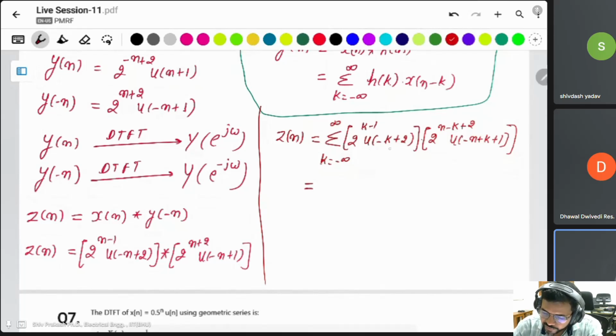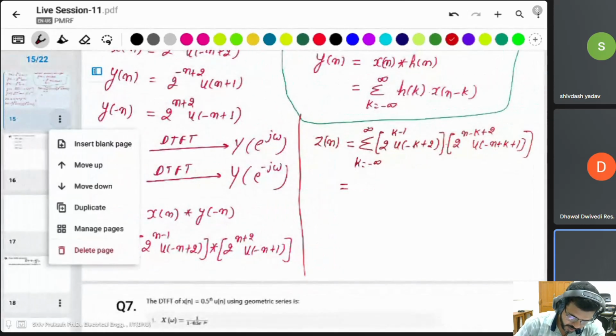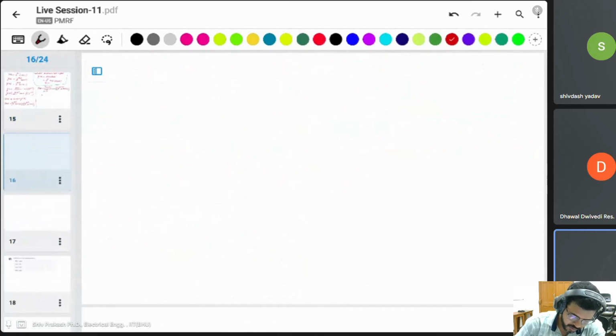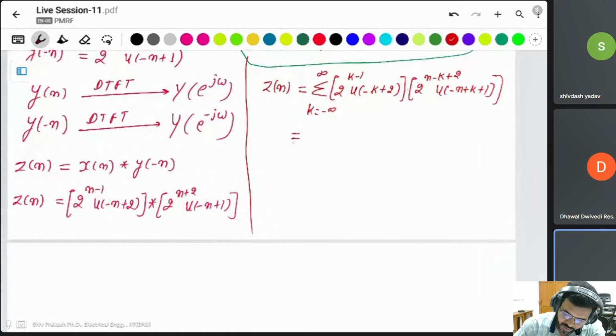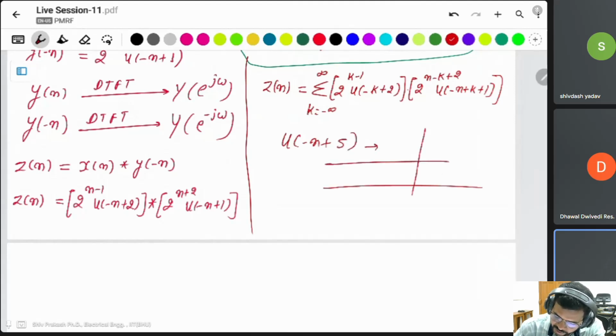You know about u of minus n plus something, like plus 5. This function is available from minus infinity to plus 5, because it is u of minus n. Similarly, this function will be available for k from minus infinity to 2 only, not infinity. Then according to this, we have to change the limit of the summation.